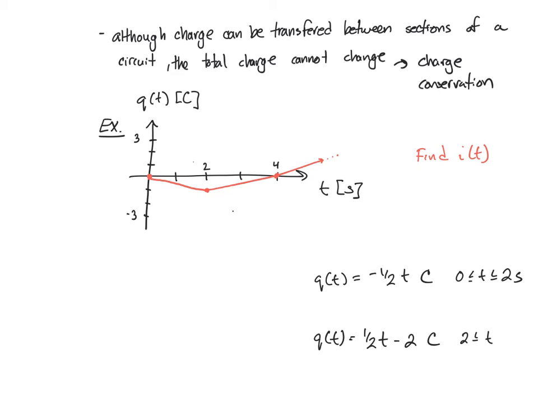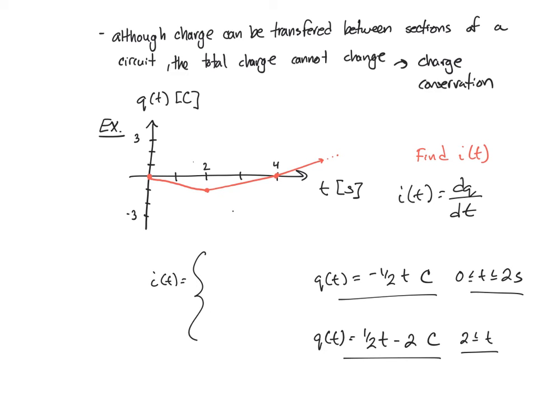Okay, and we know that I is just the first derivative of Q with respect to time, so we're taking the first derivative of these expressions over these intervals. And we would see that I could be written as -1/2 amperes for 0 to 2 seconds and 1/2 amperes for greater than 2 seconds.